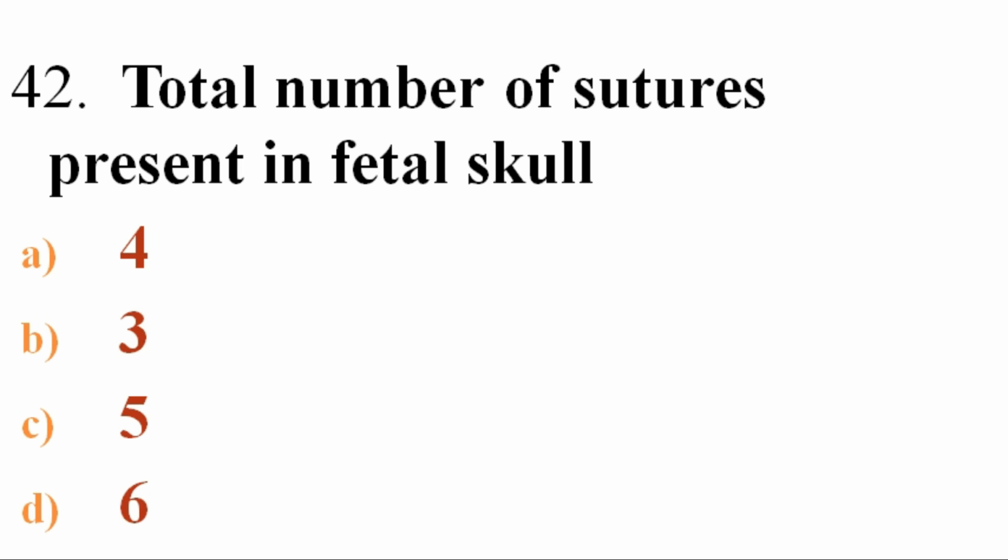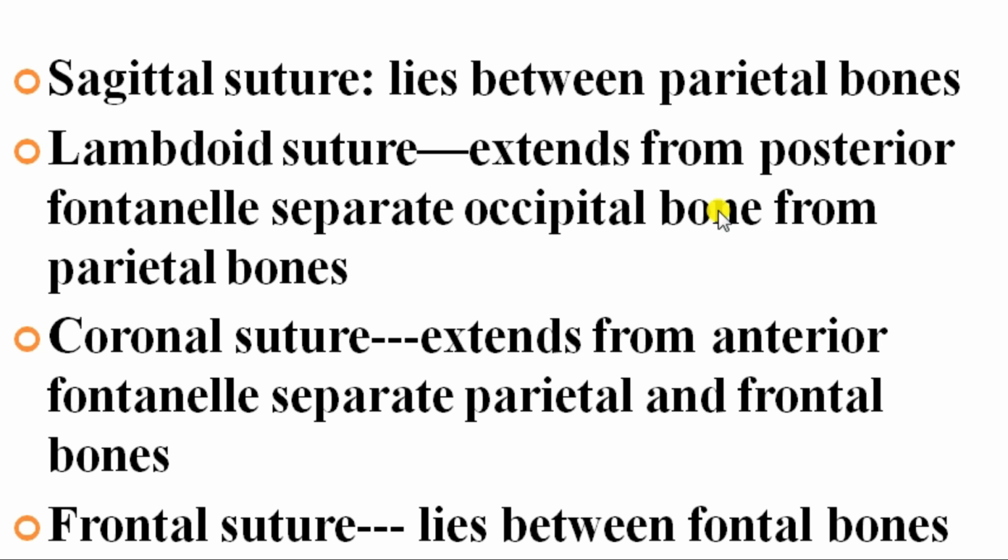Next question. Total number of sutures present in fetal skull. Options: A. 4, B. 3, C. 5, D. 6. Answer is A, 4. So the total number of sutures present in fetal skull is 4 sutures. The sutures include the sagittal suture, lambdoid suture, coronal suture and frontal suture.